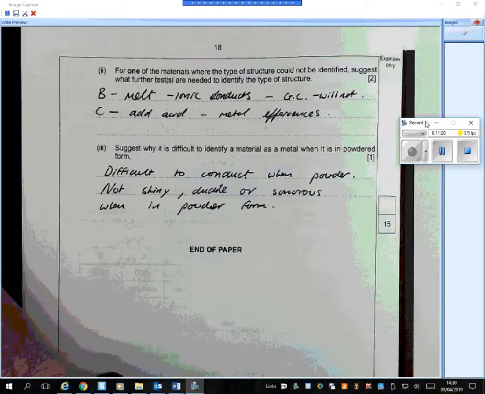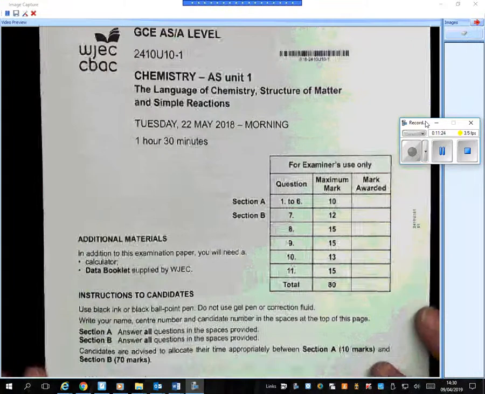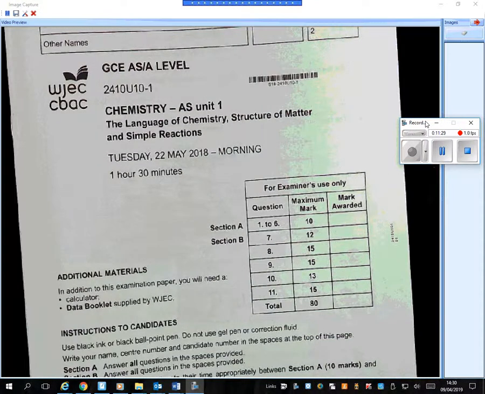So that's the end of that paper. Tough paper. A lot of places where you would change units from one into the other, but you need to be used to that because it's going to be coming up on next year's paper.